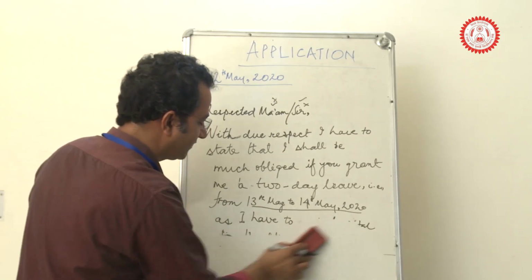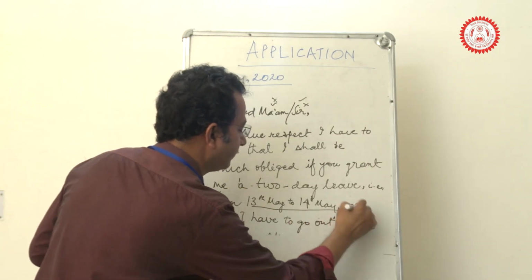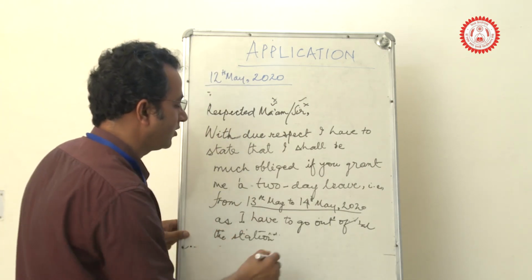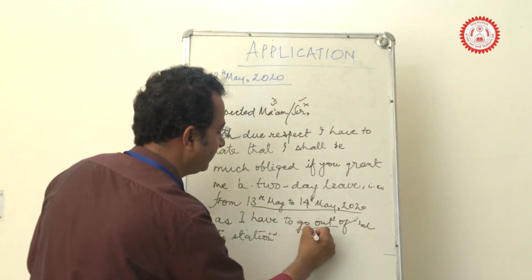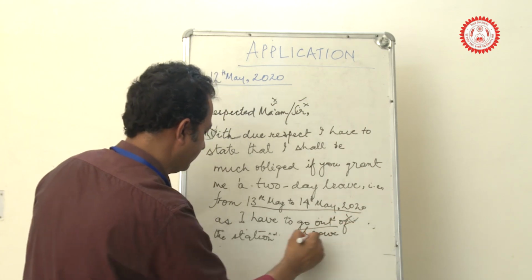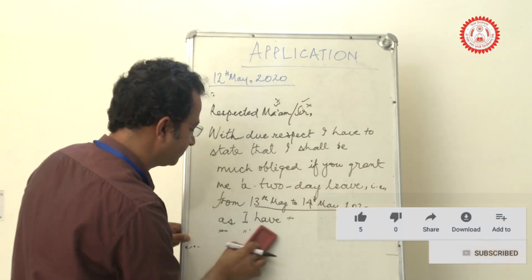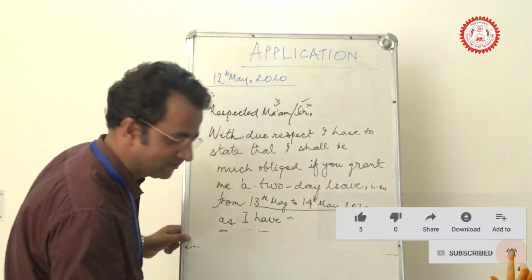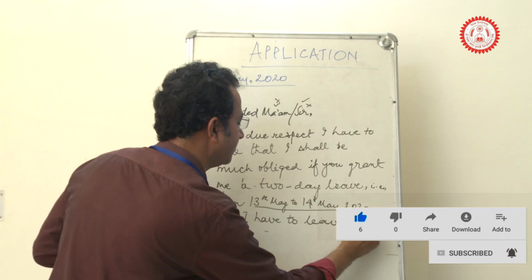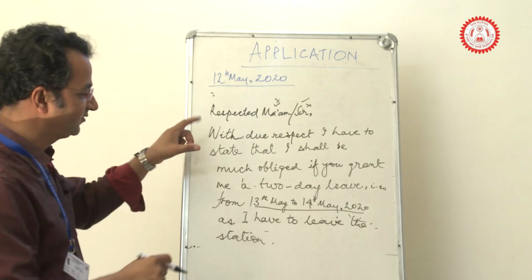As I have to, and in this case I have to write, as I have to go out of the station, or instead of go out you can write as I have to leave. Then 'of' will not be here: leave the station. So these are the different patterns. You can see I have cited 3 examples. So for convenience, as I have to leave, for example, the station. So this becomes a part of your application in 1 line.